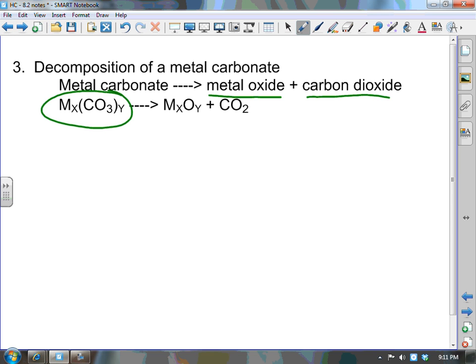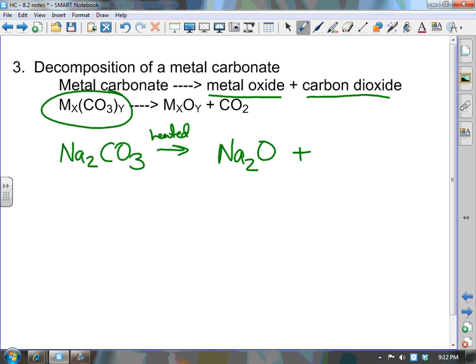Let's pick one here. Say sodium carbonate. Sodium's a plus 1, carbonate's a minus 2. If this is heated, and again, most decompositions are not spontaneous, so if we heat it, the sodium will decompose and bond with just the oxygens, and then the carbons will bond with any remaining oxygens to make carbon dioxide. If we look here, sodiums are balanced. Everything's balanced the way it is.